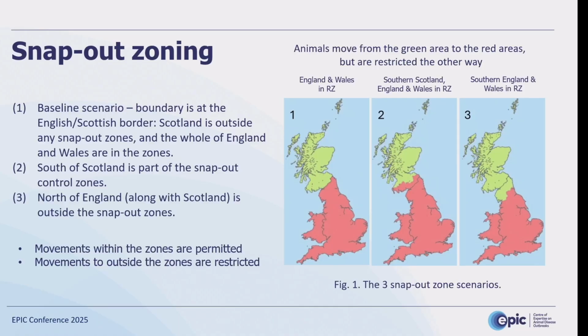the stakeholders involved. What you can see here on the right is an illustrative schematic of the three scenarios that we assessed. The important thing to remember is that livestock can move from green areas to red areas, but not the other way around. These movement restriction zones, I might also refer to as snap-out zones. Movements within the zones are permitted, movements to outside of the zones are restricted. The baseline scenario, scenario one, is where the boundary is at the Scotland-England border, and the whole of Scotland is outside, and England and Wales are in the restriction zone.